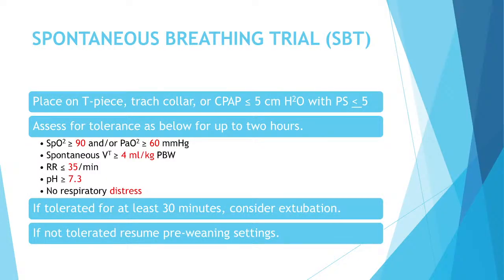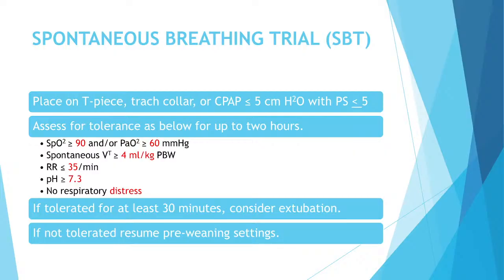You place the patient on T-piece, or if the patient is tracheostomized, on a trach collar, or on a CPAP pressure support, basically CPAP less than or equal to 5 centimeters and pressure support less than or equal to 5. IPAP and EPAP 5. Then you assess for tolerance: is the patient able to maintain SpO2 more than 90, or PaO2 more than 60, and the patient's spontaneous VT is more than 4 ml per kg, and the respiratory rate is less than 35, and the pH is more than 7.3, and the patient is not in respiratory distress. If you satisfy all these criteria, you consider extubation. If not tolerated, you will go back to the pre-weaning state. After 12 hours, you will again try this.